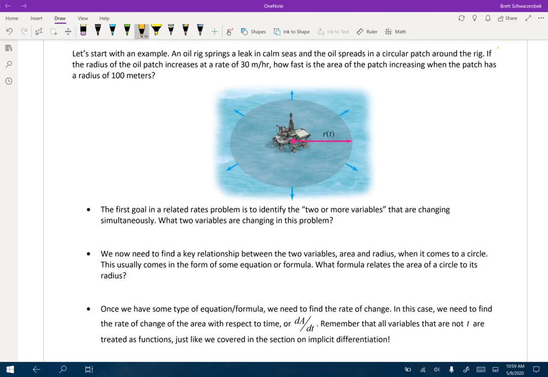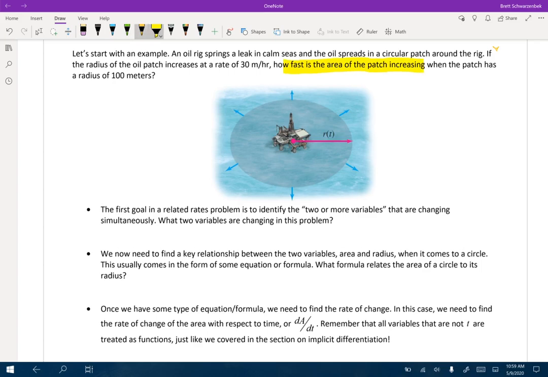What is it we're looking for? It says, if the radius of the oil patch increases at a rate of 30 meters per hour, how fast is the area of the patch increasing when the patch has a radius of 100 meters? Clearly, this is a very typical word problem, and that will be the case in every problem in this section. They'll give you regular measurements and rates, and you'll usually have to find rates. In this case, it is a rate. It says, how fast is the area of the patch increasing?